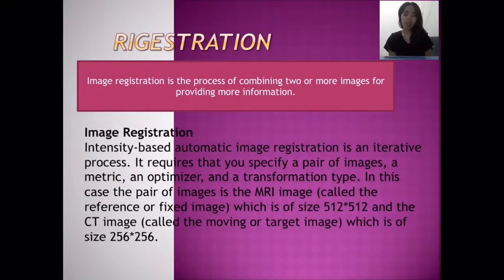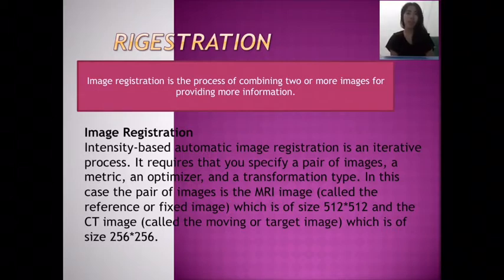Registration. Image registration is the process of combining two or more images for providing more information. Intensity-based automatic image registration is an iterative process. It requires that you specify a pair of images, a metric, an optimizer, and a transformation type. In this case, the pair of images is the MRI image, called the reference or fixed image, which is of size 512, and the CT image called the moving or target image, which is of size 256.